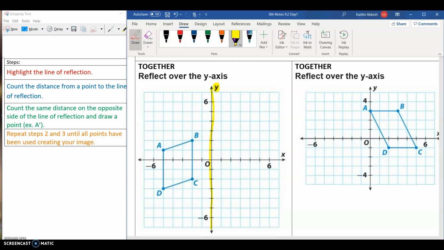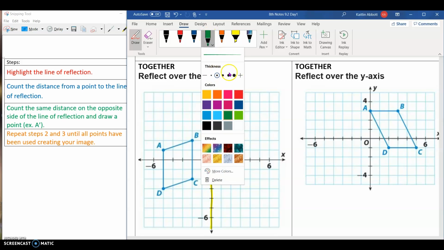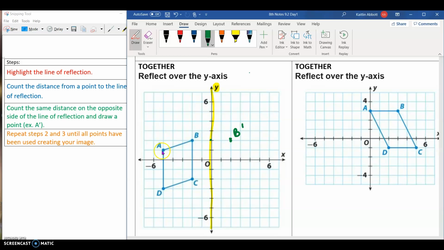Now we are going to count the distance from a point to the line of reflection. So I'm going to pick green, and let's start with B. It's 1, 2 spaces away, so I'm going to count another 2 spaces. 1, 2, and this is now B prime. Very thick pen. Okay, let's go to A. So A is 1, 2, 3, 4, 5. So I have to count another 5. 1, 2, 3, 4, 5. And that is where A prime is going to go.